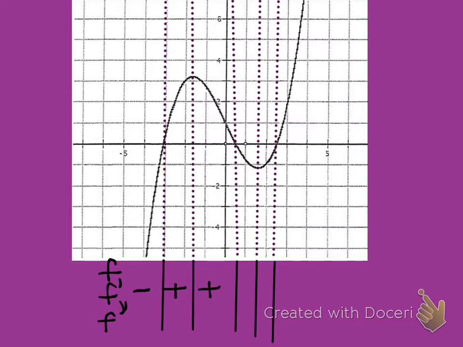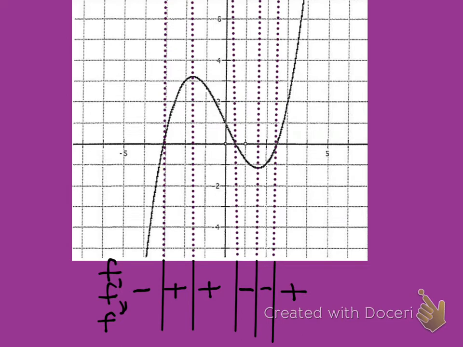Let's see, 1, 2, 3. The fourth section, it dipped below the x-axis in this section right here, and so it's back to being negative. And this fifth section, even though it's starting to change direction, it is still below the x-axis, so it's negative. And from this final section going all the way up here, it is above the x-axis, so I am going to put that it's positive.